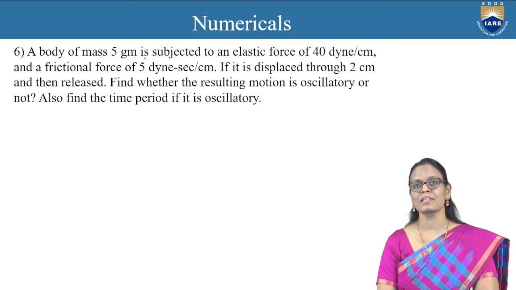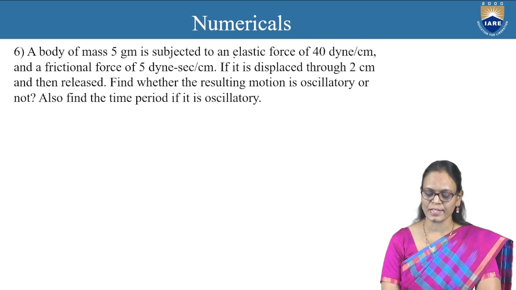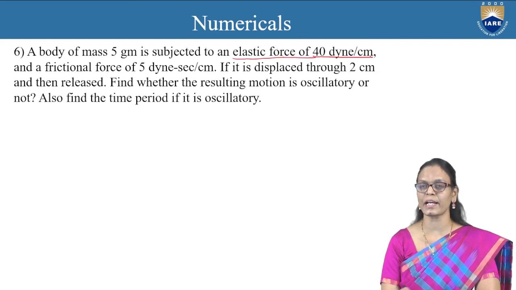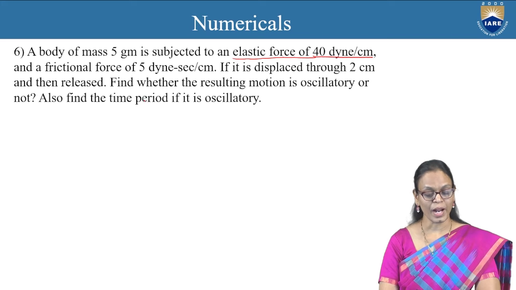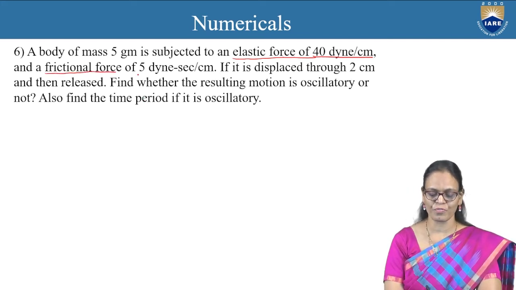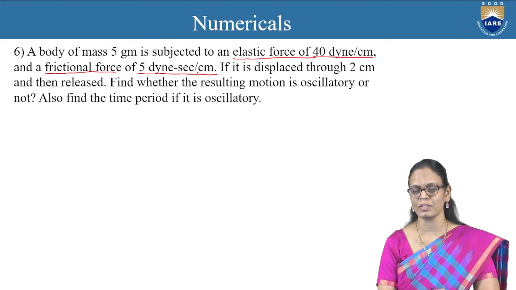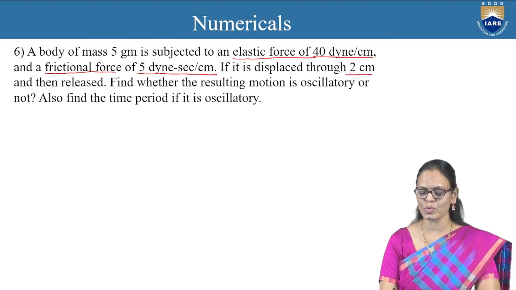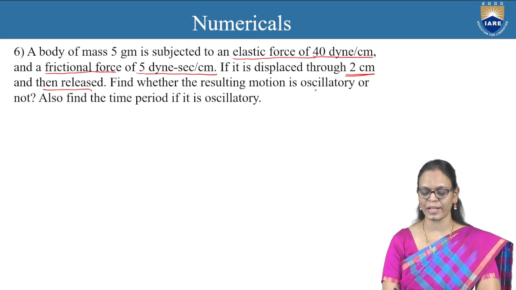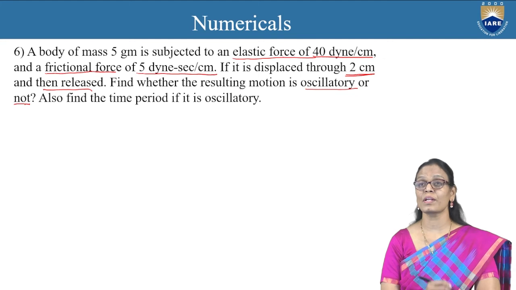Now let us come to the sixth one. A body of mass 5 grams is subjected to an elastic force. The elastic force is given, it is 40 dyne per centimeter. And then a frictional force of 5 dyne second per centimeter acts on it. If it is displaced through 2 centimeters, the displacement x here is 2 centimeter, and released, what we have to find is whether the resulting motion is oscillatory or not, what is the type of motion it has, and also find the time period.